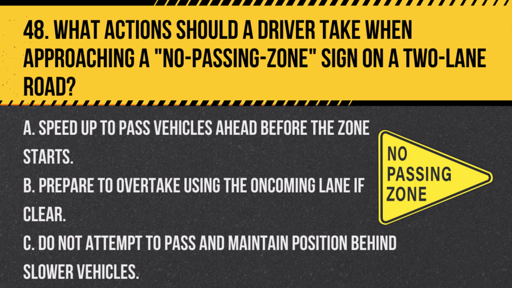Question 48. What actions should a driver take when approaching a no passing zone sign on a two-lane road? A. Speed up to pass vehicles ahead before the zone starts. B. Prepare to overtake using the oncoming lane if clear. C. Do not attempt to pass and maintain position behind slower vehicles. Answer: C. Do not attempt to pass and maintain position behind slower vehicles. No passing zones are established for safety due to limited visibility or other hazards.